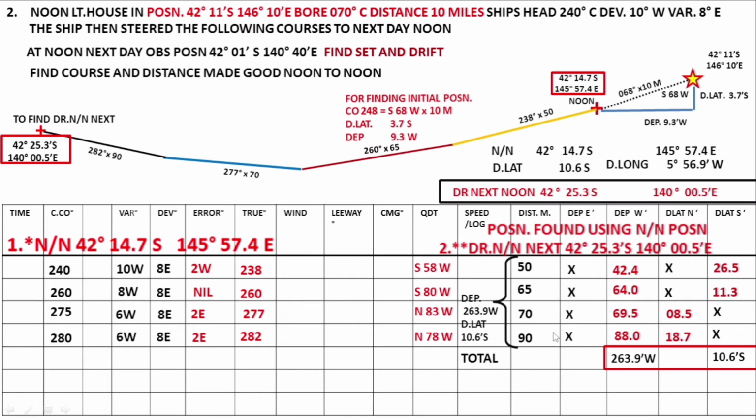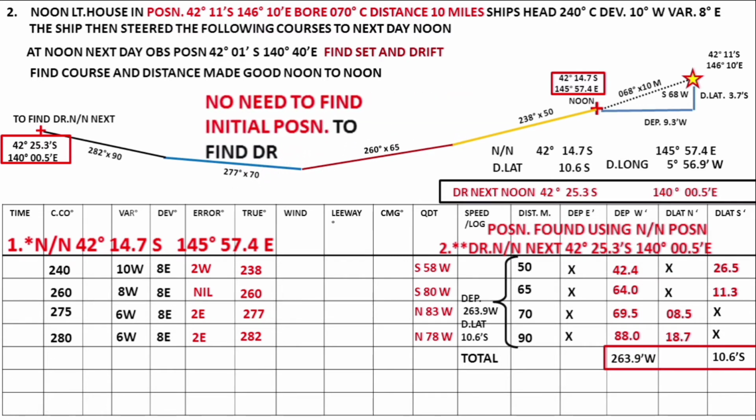Now if you remember, we just calculated the DLAT and departure for this course, which is 3.7 and 9.3 here. Just showing you back again here. So you need not go into the step of finding this out. You can omit this if you want. What you have to do is take your first course. Of course, here it's the last one that I'm showing, but in the next slide it will come as the first course. Use this reverse bearing as the first course.